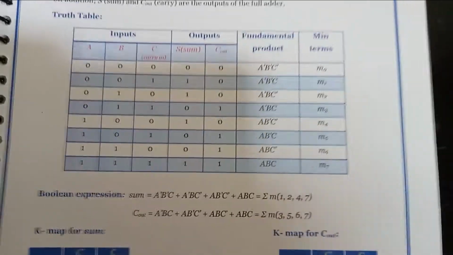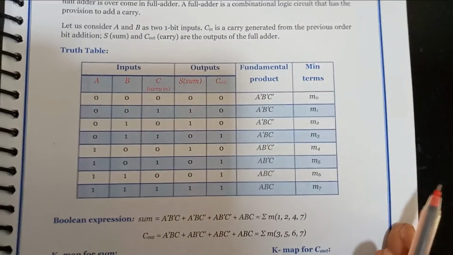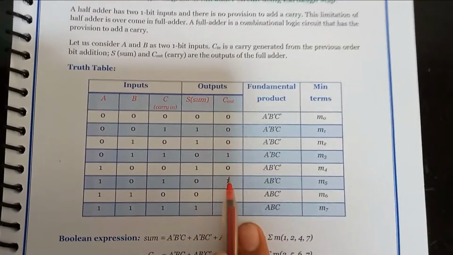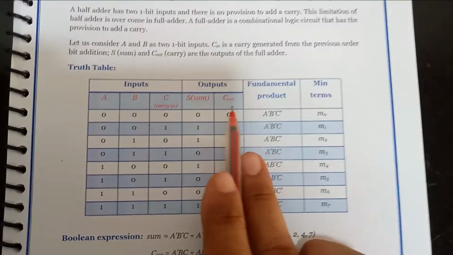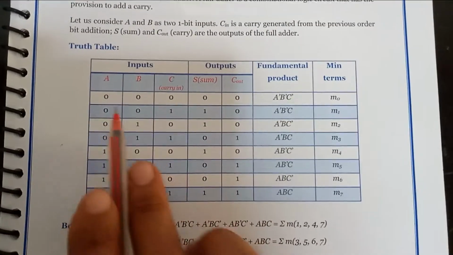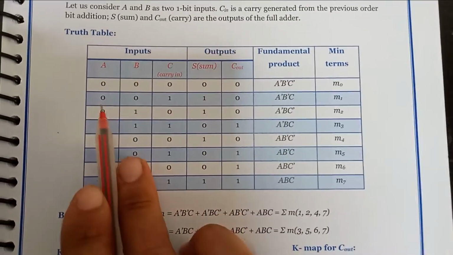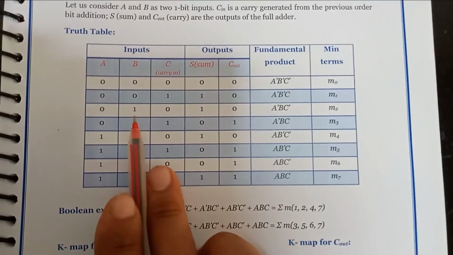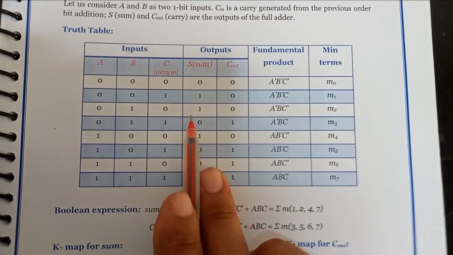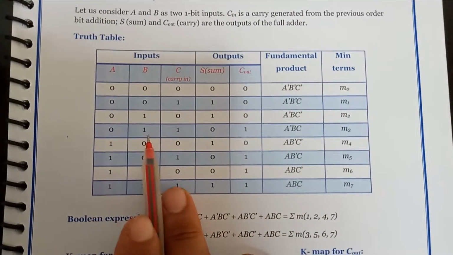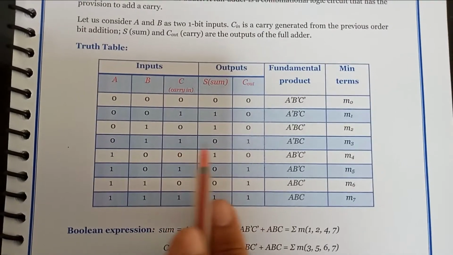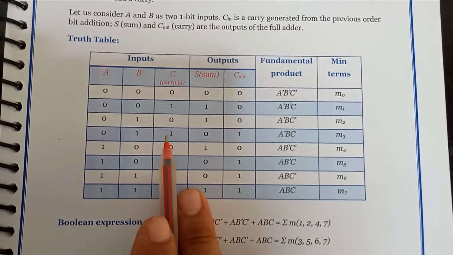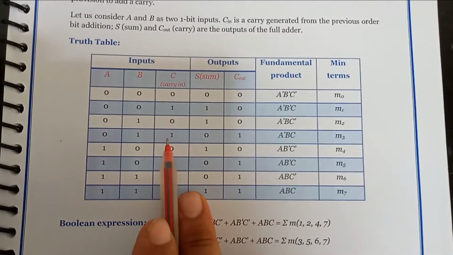So what we will find is that we will have output as two columns. One will be the summation, the second will be the carry out. Now 0 plus 0 will be 0, 0 plus 0 plus 1 will be 1, 0 plus 1 plus 0 will be 1, and carry will be 0. 0 plus 1 plus 1, the sum will be 0 but carry will be 1 because these two ones are being added.